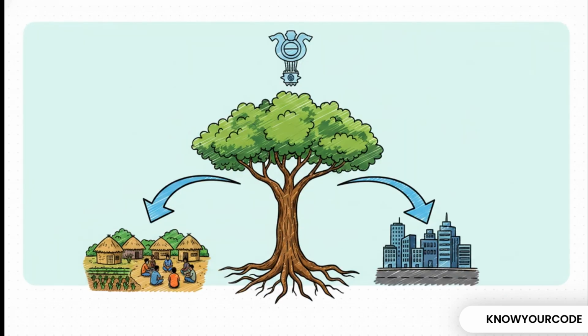Moving right into the 1990s, we see a massive, massive push for grassroots democracy. In 1992, the Constitution underwent this brilliant twin transformation. The 73rd Amendment granted formal constitutional status to Panchayati Raj institutions, meaning local village councils were officially protected. And simultaneously, the 74th Amendment did the exact same thing for urban local bodies or city municipalities. It was a huge moment where power was finally decentralized directly down into the hands of local citizens.